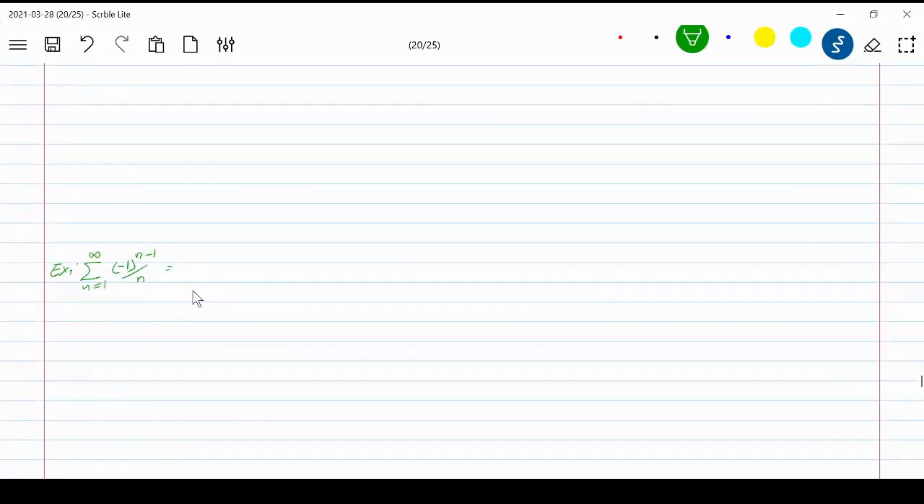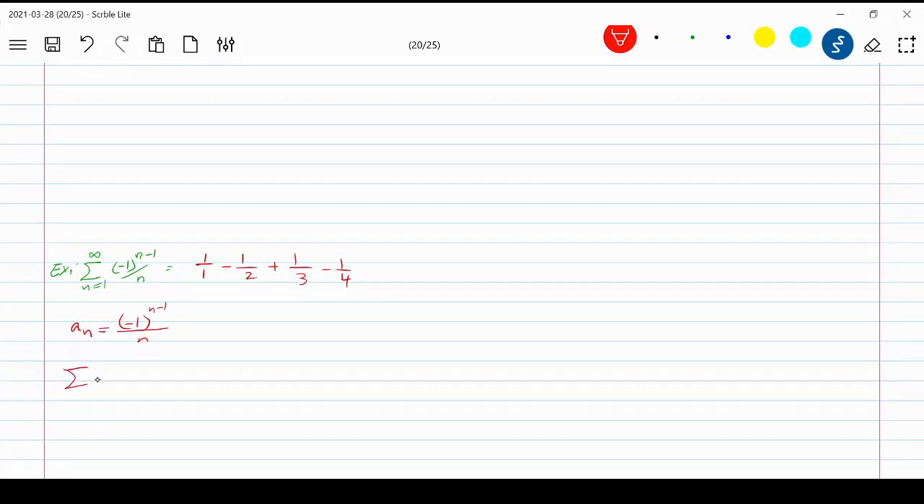On the other side, let's look at this example. If we have summation of negative 1 to the power n minus 1 divided by n, from 1 to infinity, and we're looking at convergence or divergence of this series, let's first figure out what the absolute value of this series looks like. I can write a couple of terms of this series: 1 divided by 1, minus 1 divided by 2, plus 1 divided by 3, minus 1 divided by 4. So a_n is negative 1 to the power n minus 1 divided by n.